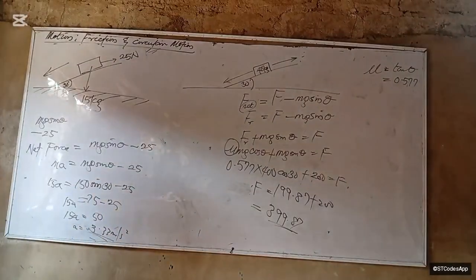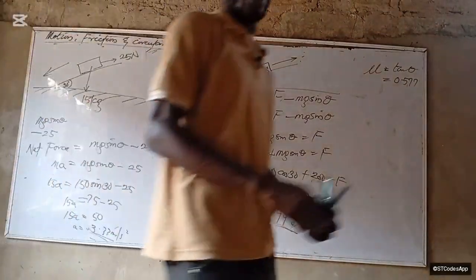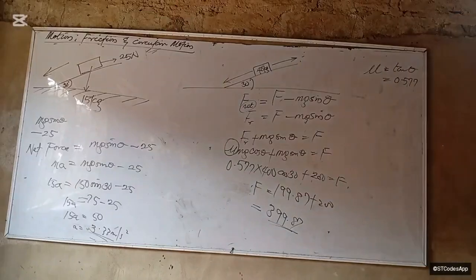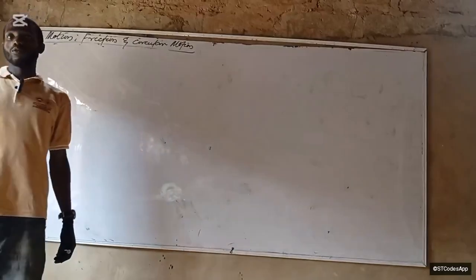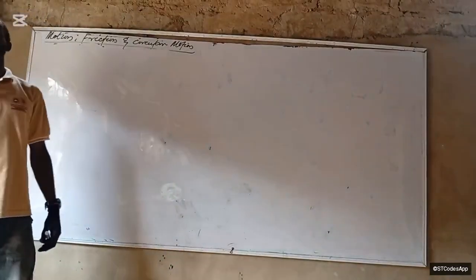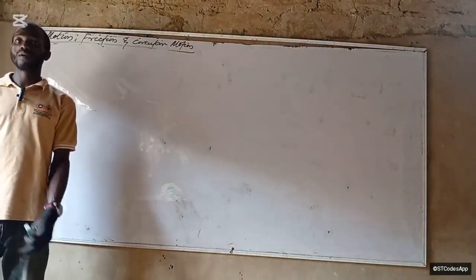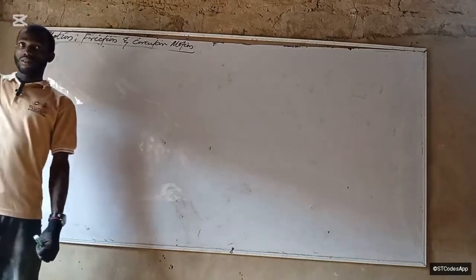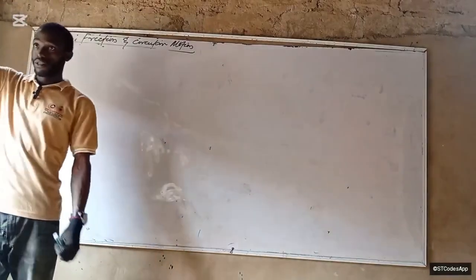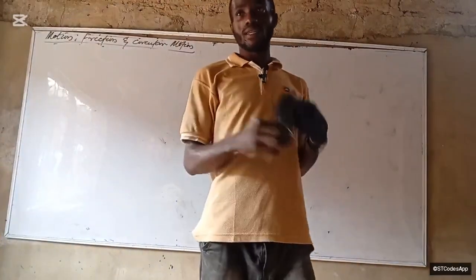The next topic is circular motion, right? Pause it. So basically, circular motion is just motion of a body in a circular path. And what is a circular path? Curve, not linear, right? Yeah, curve. Do you understand?